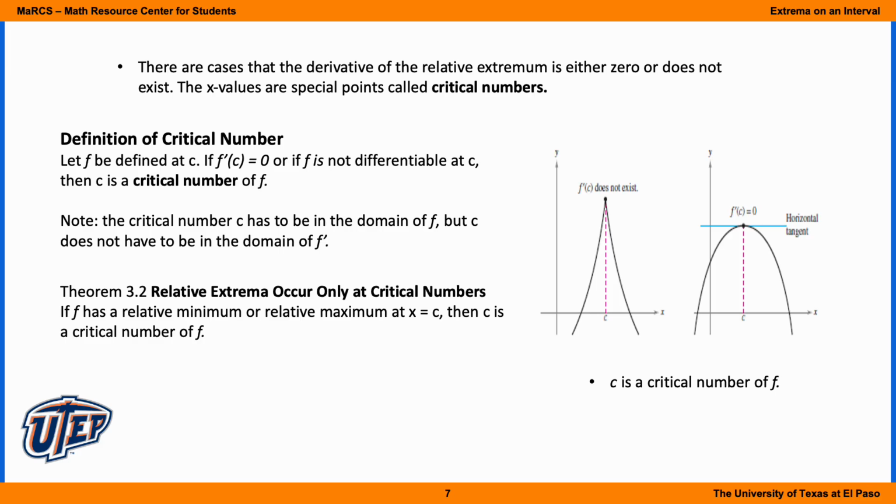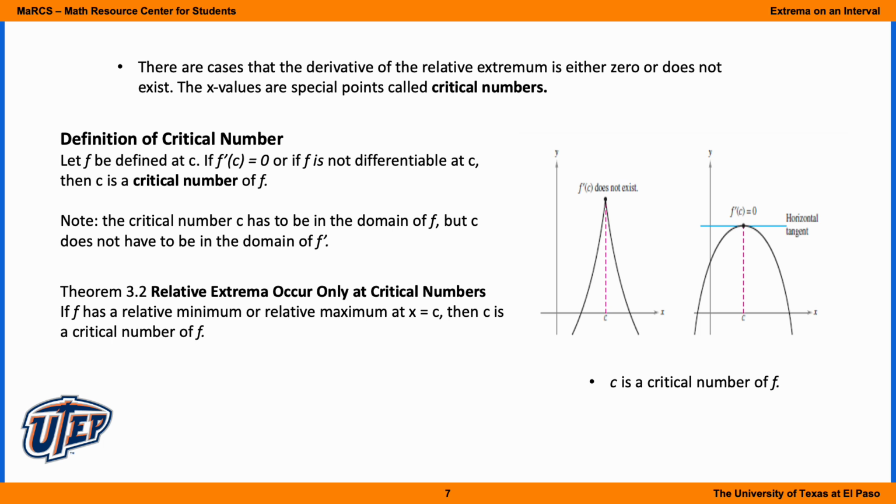Now for the definition of a critical number. Let f be defined at c. If f prime of c is equal to 0, or if f is not differentiable at c, then c is a critical number of f. Now here's an important thing to note. The critical number c has to be in the domain of f, but c does not have to be in the domain of f prime.